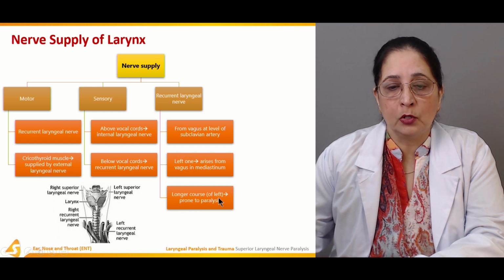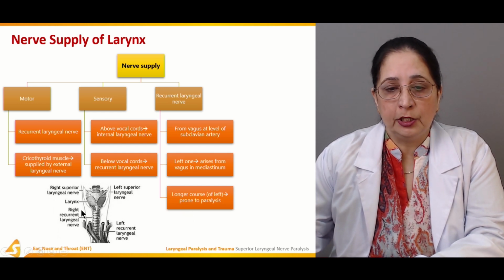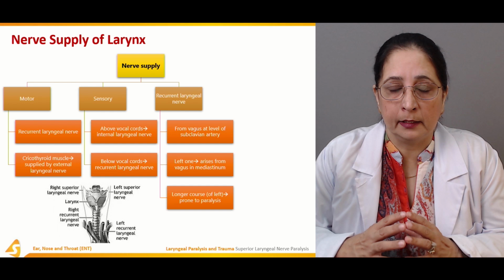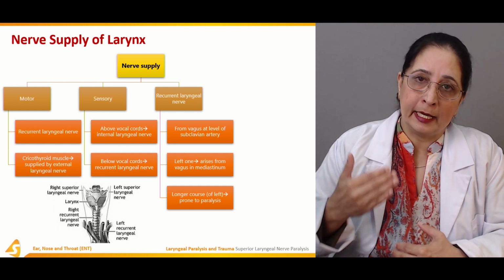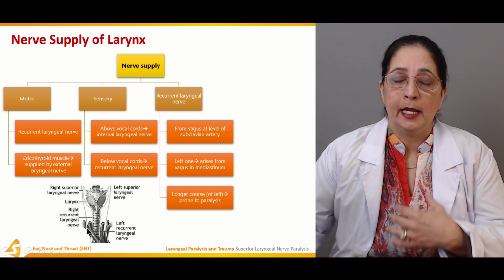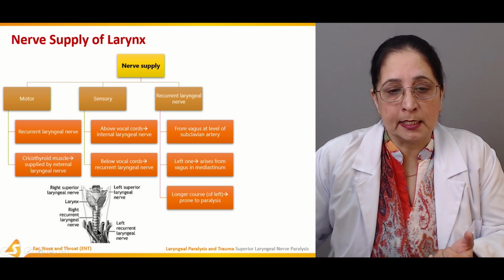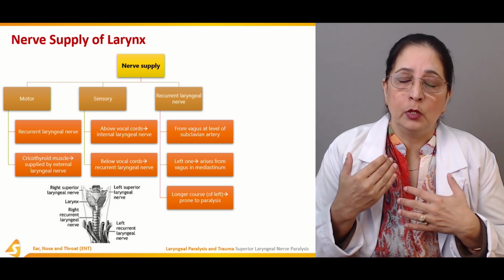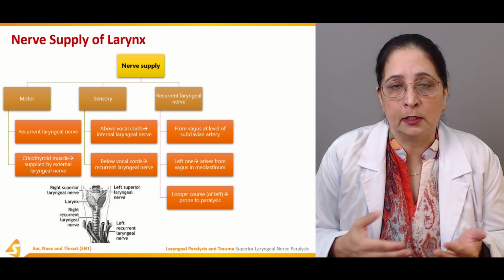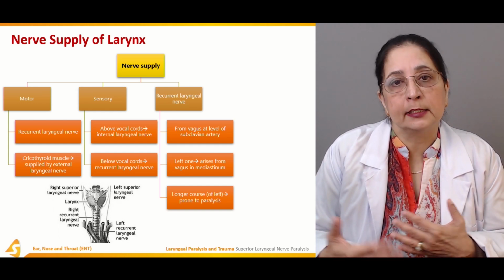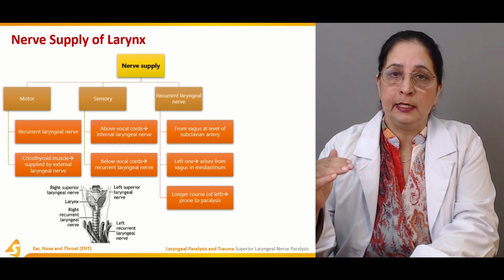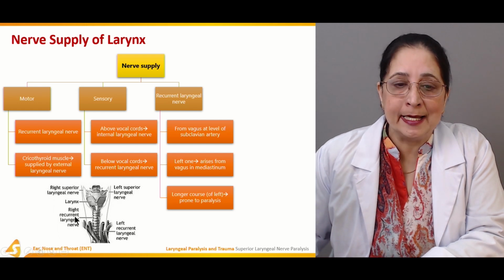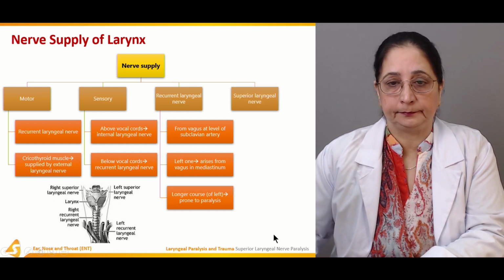The longer course of the left laryngeal nerve is prone to paralysis. So the left recurrent laryngeal nerve has a longer course. If you see, it arises from the vagus in the mediastinum, and because of this long course, it is more prone to paralysis as a result of different etiological factors which we will discuss later on. So the left recurrent laryngeal nerve is longer as compared to the right recurrent laryngeal nerve.